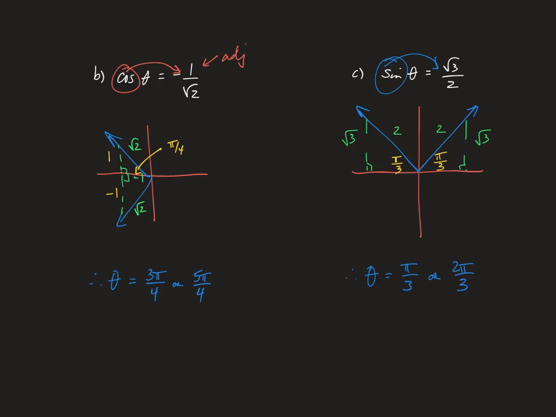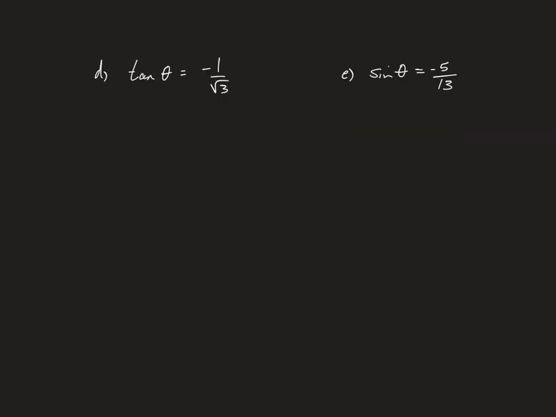Hopefully we matched up, and hopefully we're feeling a little more comfortable with it. Let's keep it going. And so what you see on the screen now, problem D. Tan of theta equals -1 over root 3. Okay, my quick set of axes.